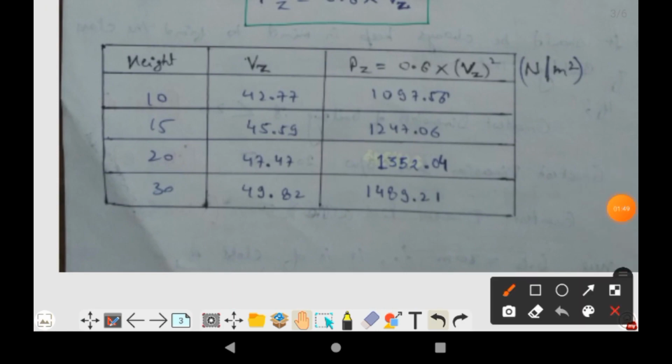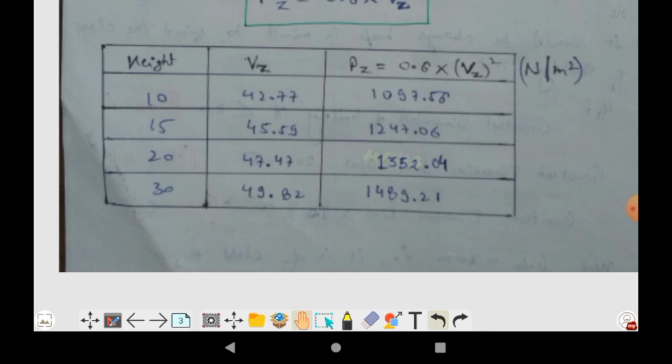By putting these values in this formula, you can find that at the 10 meter height level the value of Pz is 1097.56. For 15 meter it is 1247.06. For 20 meter it is 1352. For 30 meter it is 1489. So now, as we have already found these values, let's move to our next step.